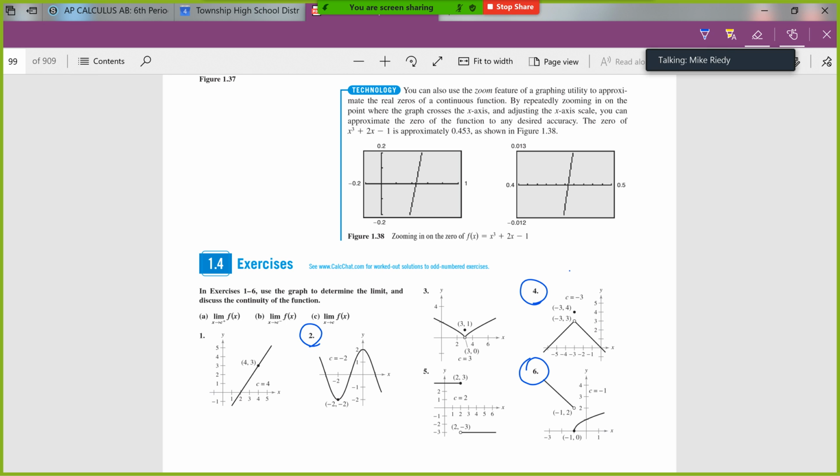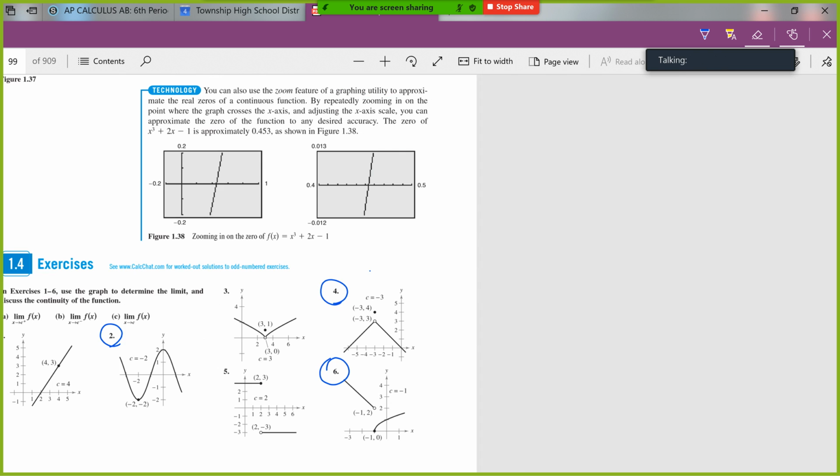By the way, in number 4, what kind of discontinuity is that? Jump. Nope. Correct. It's a removable, also known as a hole. 6 is a jump. I understand why you said jump because there's a dot there, but don't be tricked by that dot. It's still just a hole removed from the graph.